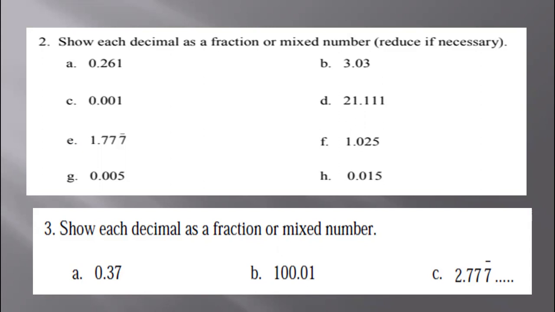Number 3, 0.37. So 37 hundredths is 37 over 100. 100 and 1 hundredths equals 100 and 1 over 100. And 2.77 repeating is 2 and 7 over 9.